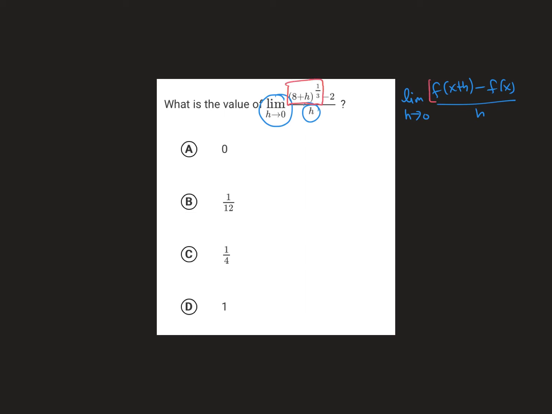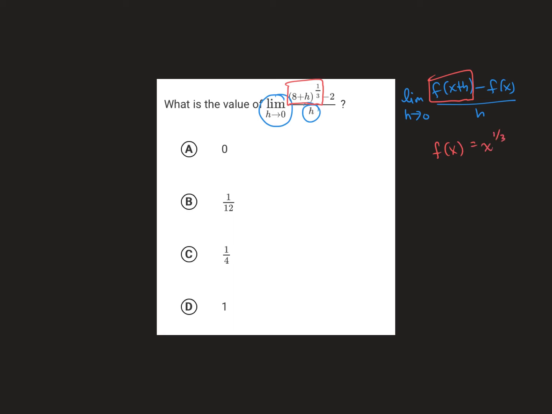That corresponds in the definition to this. So this tells you two pieces of information. Number one, what's the function of which I'm finding the derivative? So what am I doing to 8 plus h? Well, I'm raising it to the 1/3. So the function of which I'm taking the derivative is x to the 1/3 power.